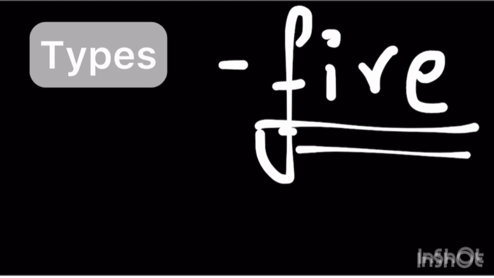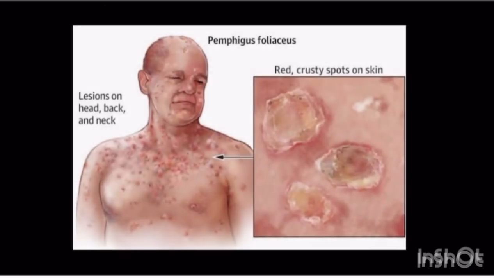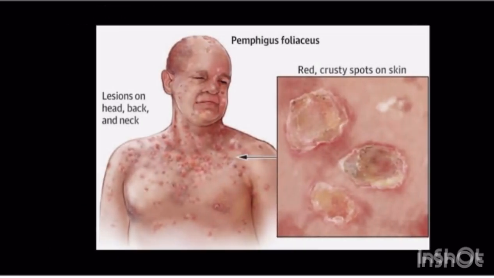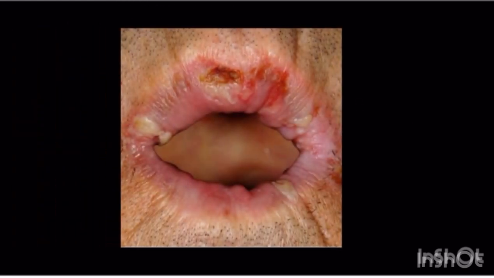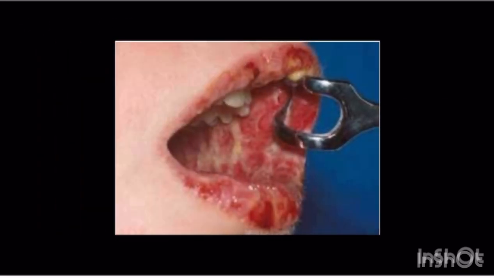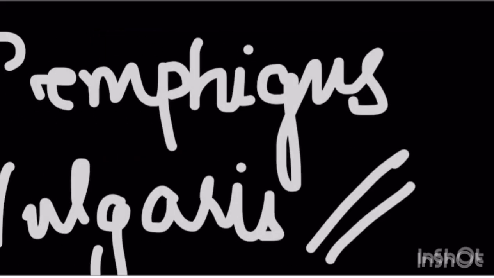So its types, these are of 5 types. Pemphigus vulgaris, which is the most common type. Then comes Pemphigus foliaceus. You can see the picture here. Then comes Pemphigus vegetans, and here comes the picture. Paraneoplastic pemphigus, which is the 4th type. And then we have the 5th type, familial benign pemphigus, also called Hailey-Hailey disease.